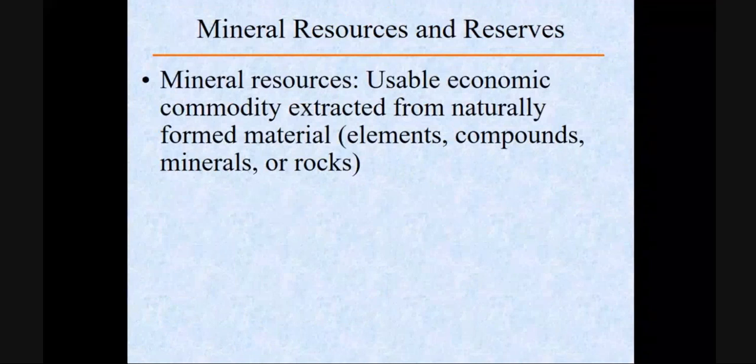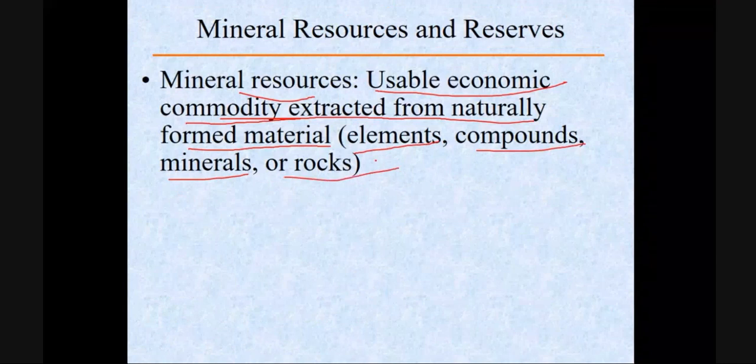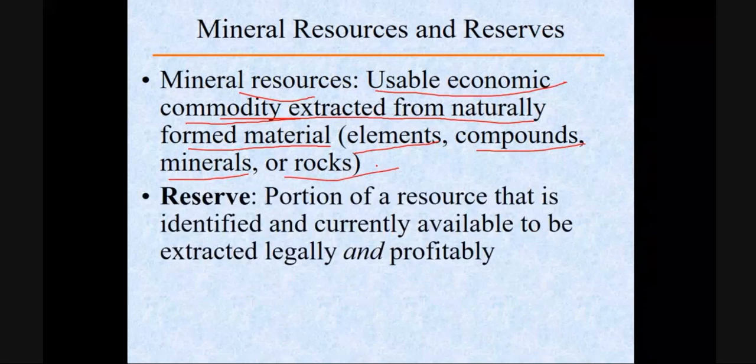So what exactly is a mineral resource? It is a usable economic commodity extracted from naturally formed minerals. The naturally formed minerals can be an element, a compound, a mineral, or a rock. It can be anything. It has to come from the earth. You have to excavate and take it out, and then it becomes a mineral resource. Of course, all these things you will study later as a part of mineral economics.